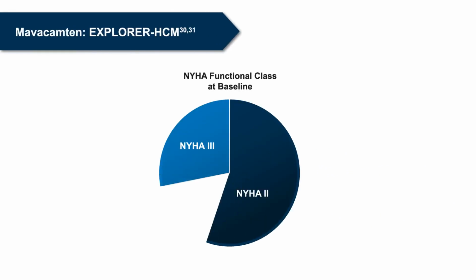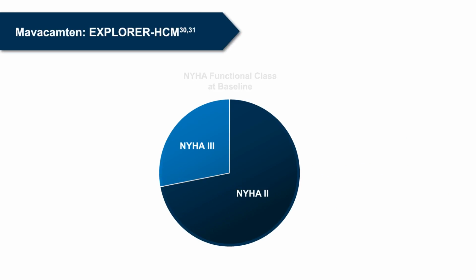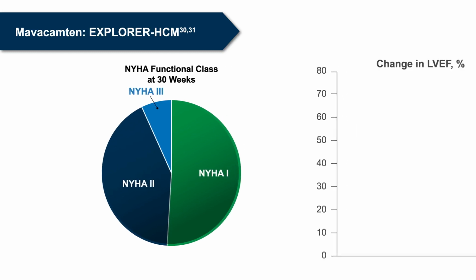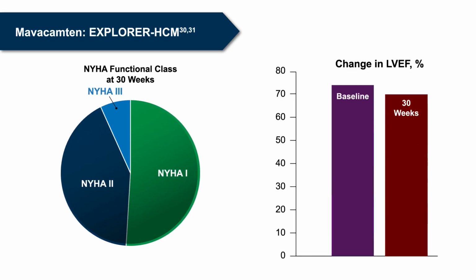In the EXPLORER-HCM trial, a placebo-controlled randomized trial of mavacamten, there were substantial improvements in NYHA functional class. After 30 weeks of treatment, approximately half of patients were in NYHA functional class 1, having been symptomatic at the beginning of the trial, and the number of patients in NYHA functional class 3 were reduced by 67%. As expected, there was a small decline in left ventricular ejection fraction, but this change was small, and the overall safety profile of the drug was excellent.